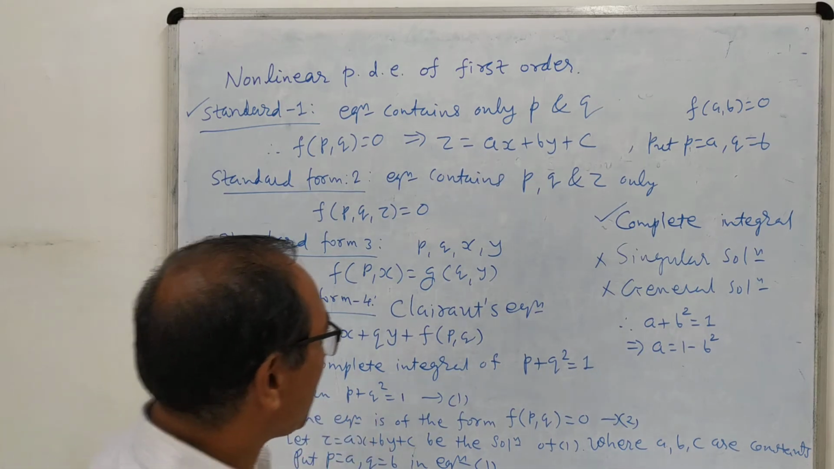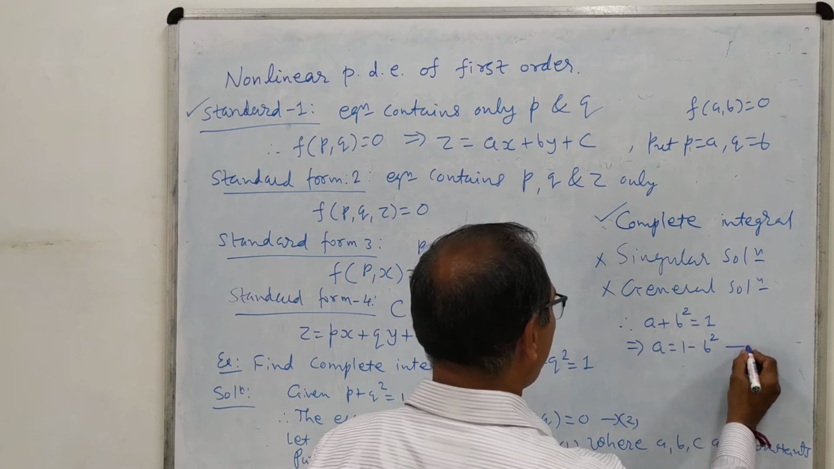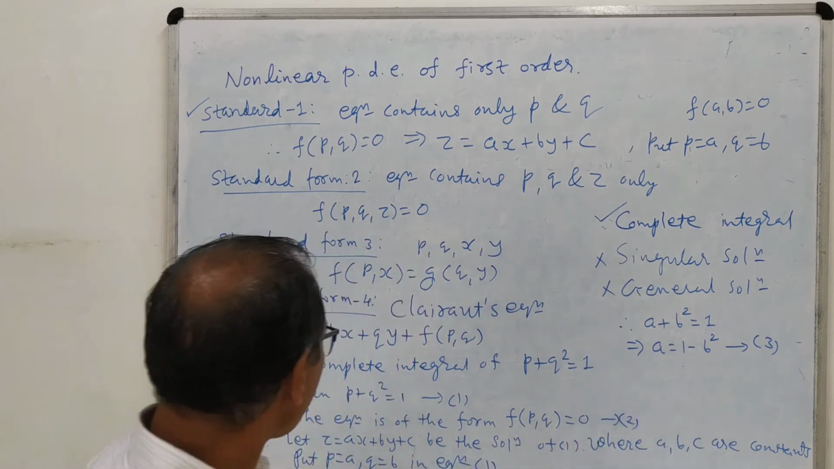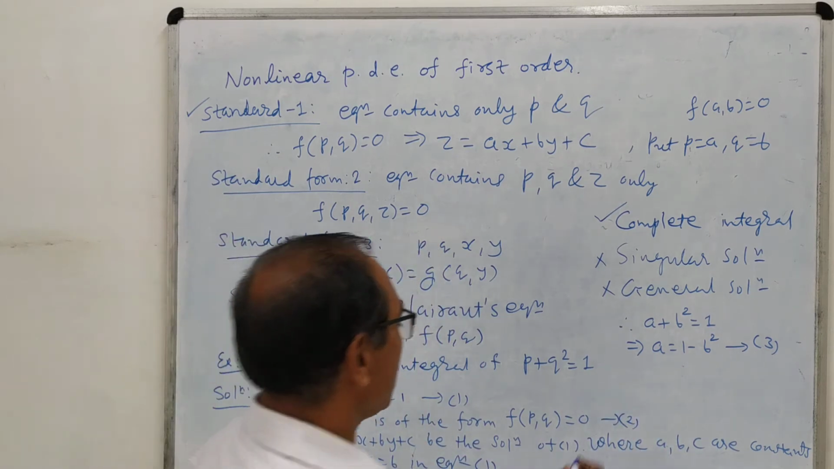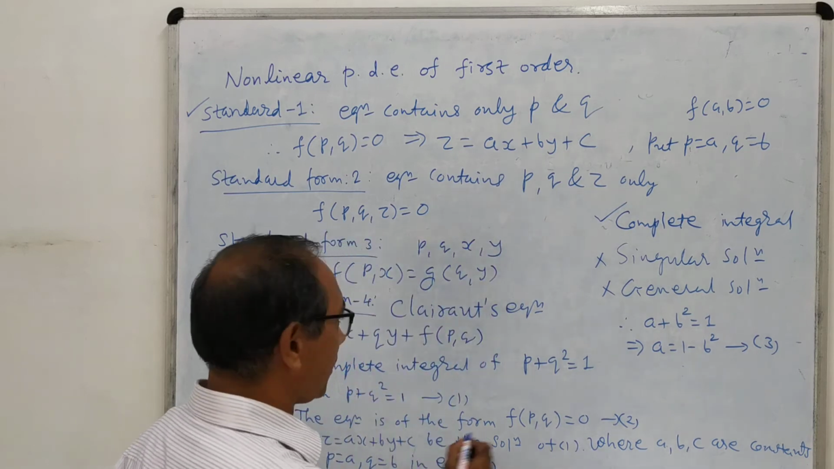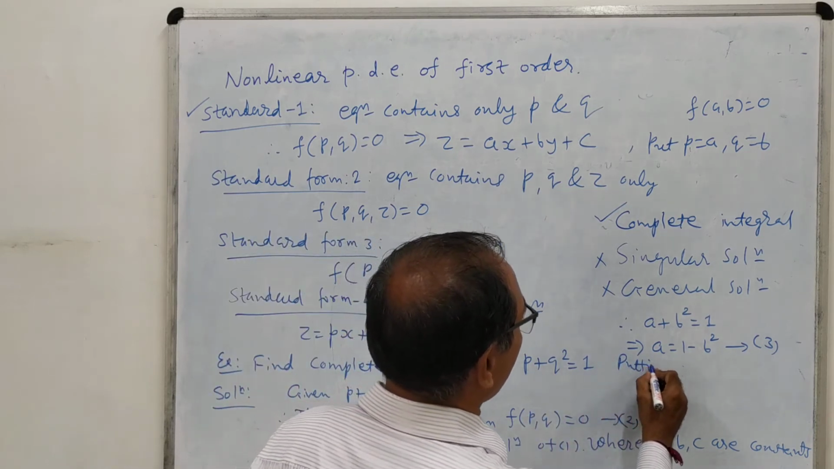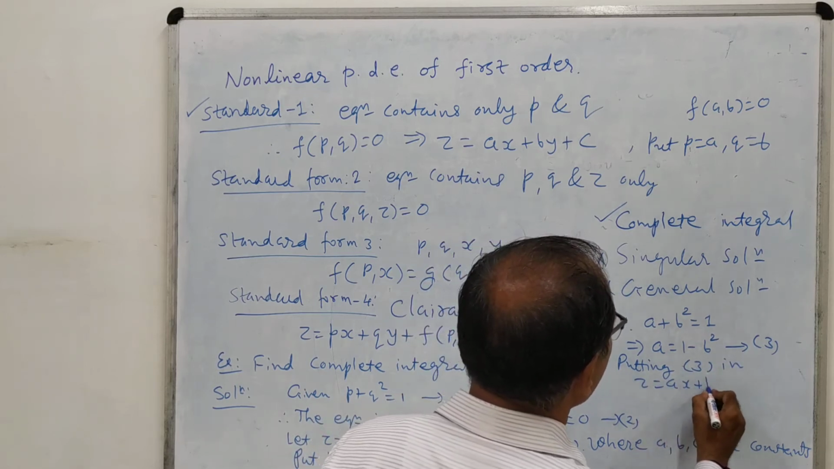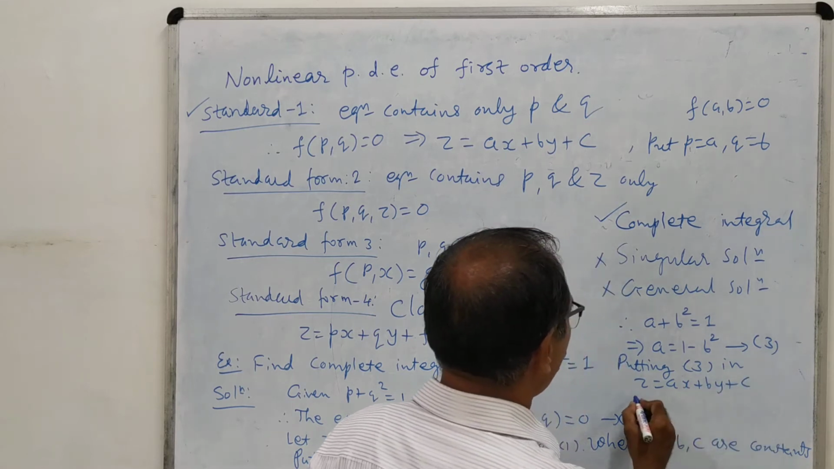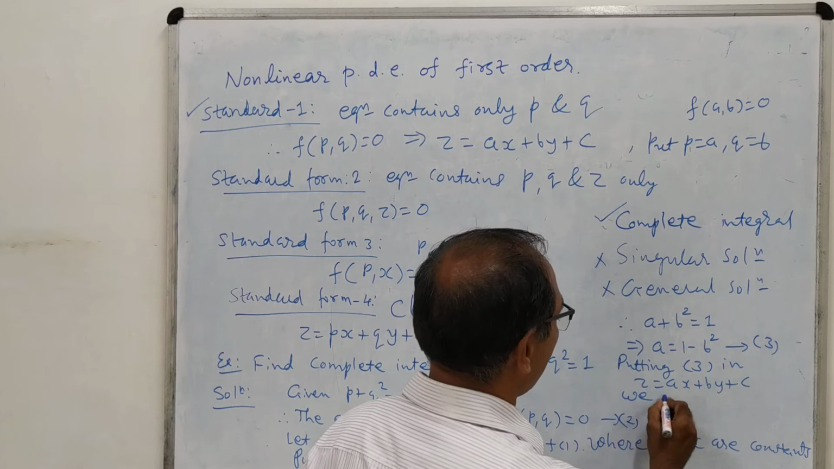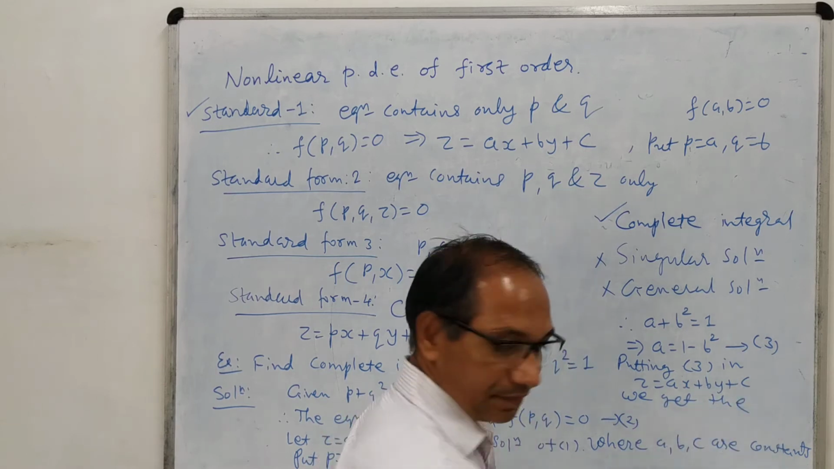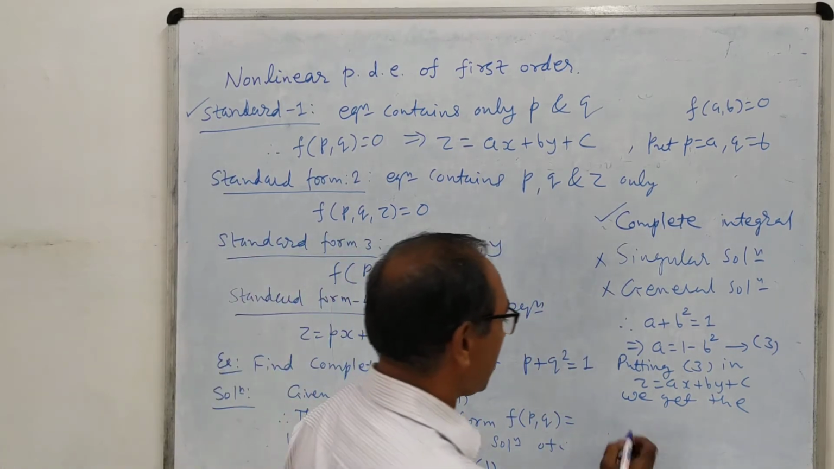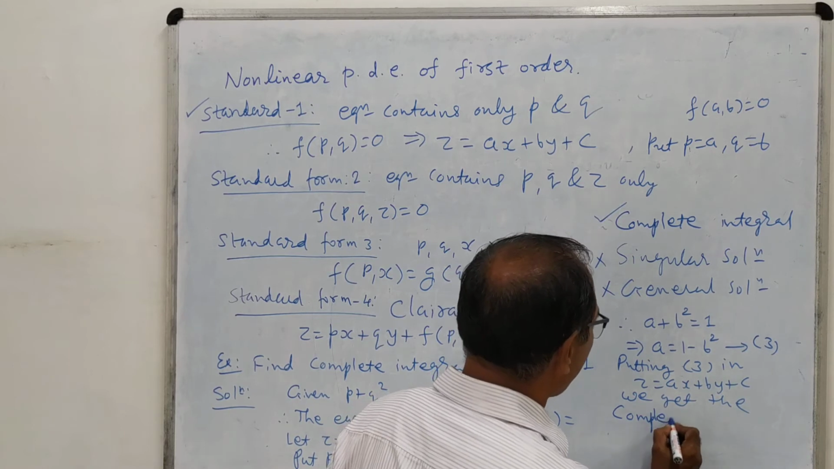And then we will put its value, equation 3, in this assumed solution. Putting 3 in z equal to ax plus by plus c, we get the complete integral. Now we are at the final stage.